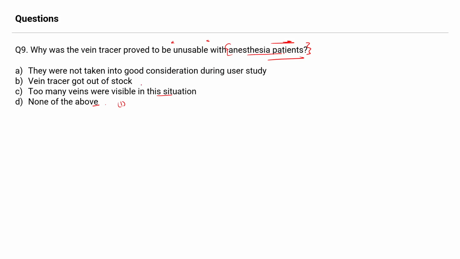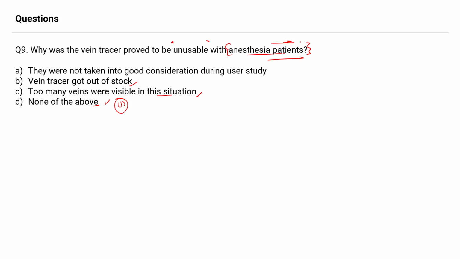They were not taken into good consideration during study. Vein tracer got out of stock. Too many veins were visible. None of the above. So you've got one vote here. Anyone else? So these are all the questions from the week's content. I'm not adding any new content. It is something which has been discussed. It had probably been explicitly said in the presentation or in the video or in the lecture, or it had been mentioned somewhere, right? Unusable for the anesthesia patient.